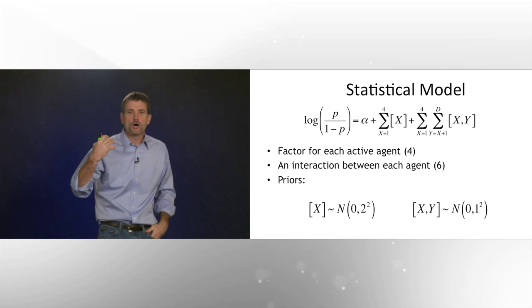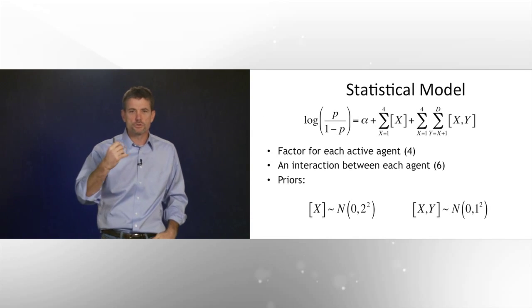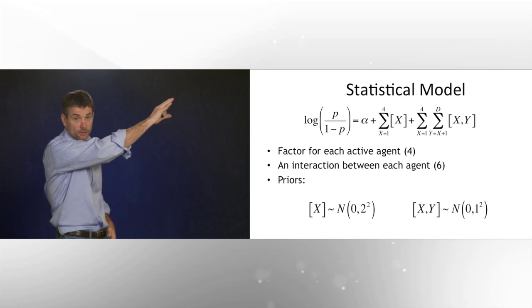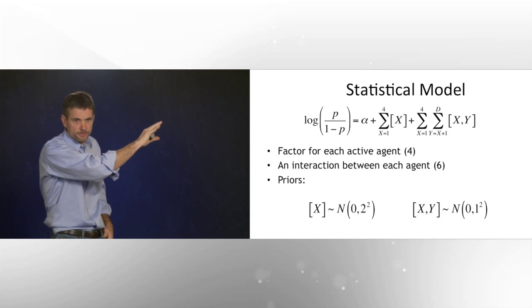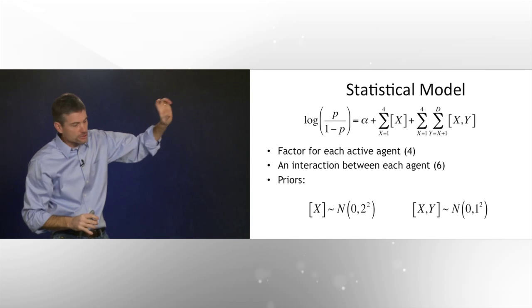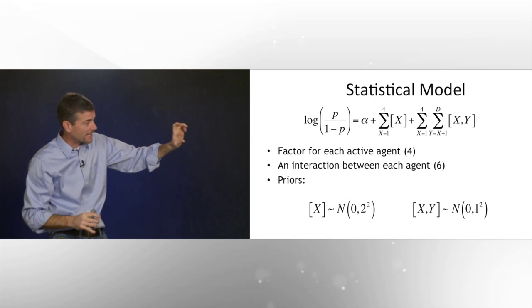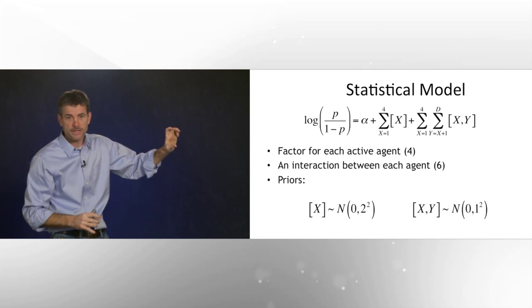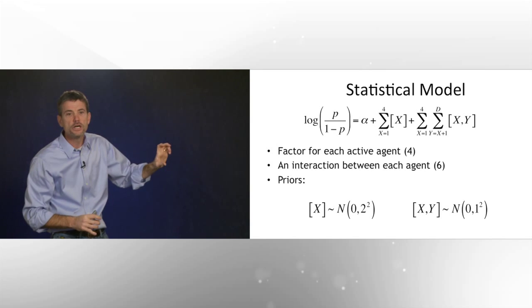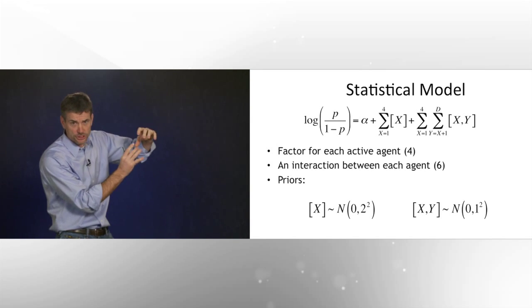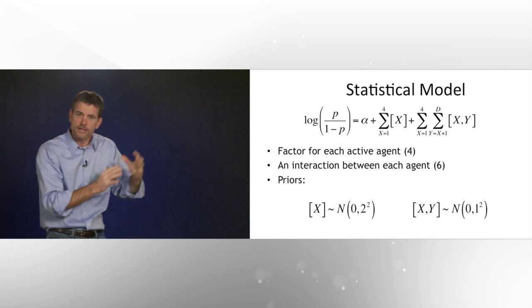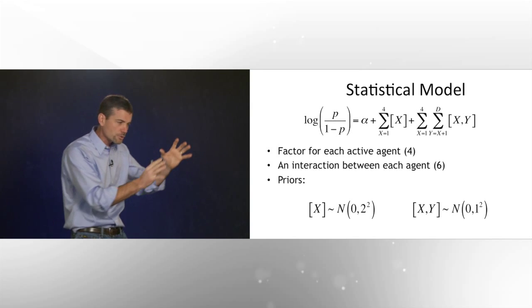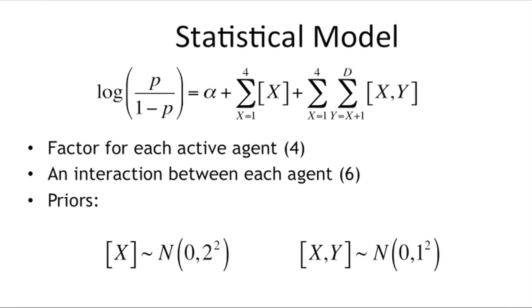Okay, so the statistical model we're going to use is one where we have a grand mean alpha. This is on the Logit scale. We are going to have a factor for each individual agent that's in the trial, the active agents. There are 4 of those. And then we add in the interaction term for adding 2 agents together, an X, Y combined together. Those were the 6 extra regimens. We have a coefficient for each one of those.